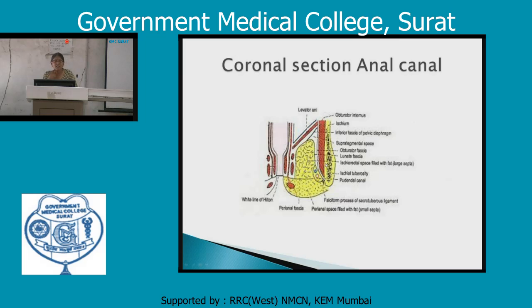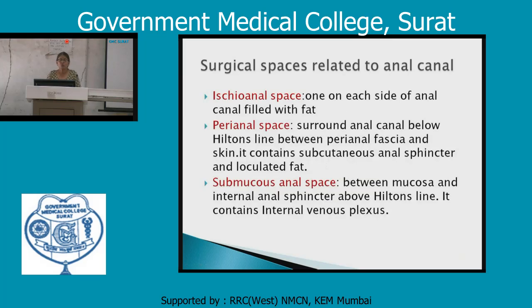Surgical spaces around the anal canal: I told you, the ischioanal space you have seen on each side of the upper part of the anal canal. The perianal space surrounds the anal canal below Hilton's line. Below Hilton's line, it is surrounded by the perianal space. Above Hilton's line, the ischiorectal space is there, and this perianal space is between the perianal fascia and skin. The submucosal anal space is between the mucosa and the internal sphincter above Hilton's line. The submucosal space contains the internal venous plexus.